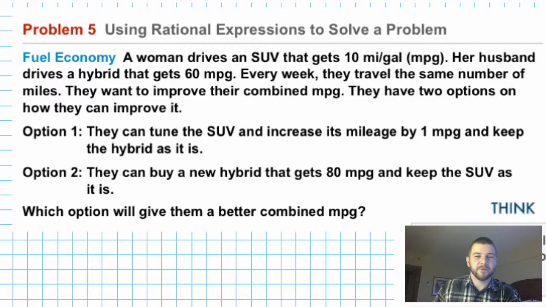They want to improve their combined mpg. They have two options on how they can improve it. Option 1, they can tune the SUV and increase its mileage by 1 mile per gallon and keep the hybrid as it is. Or option 2, they can buy a new hybrid that gets 80 miles per gallon and keep the SUV as it is. Which option will give them a better combined mpg?